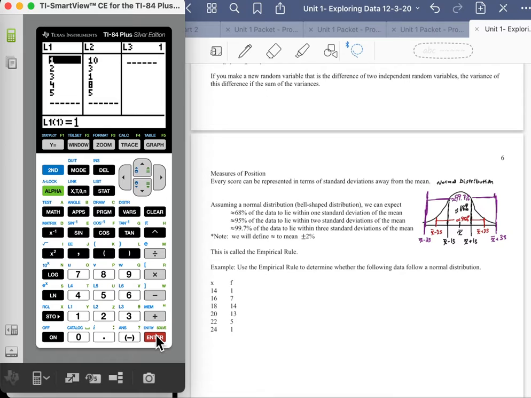So let me put in these values: 14, 16. It's not a lengthy set, so I won't use shortcuts like a sequence or anything like that to get it in there. It's just typing it in.